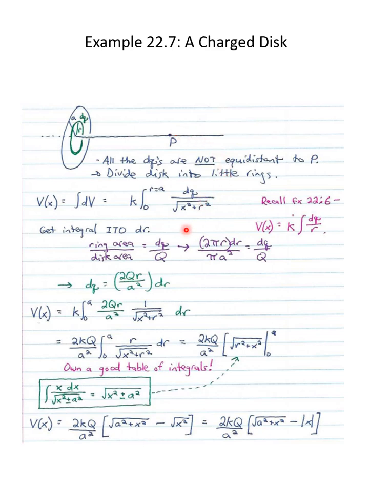Now, we're going to get this integral in terms of dr. We don't want to integrate over charge. We want to integrate over distance, over space. So using a technique that we learned first semester, we can say that the area of a single ring over the area of the disk is equal to the charge of that ring divided by the entire charge. And then that equation becomes for the ring area.